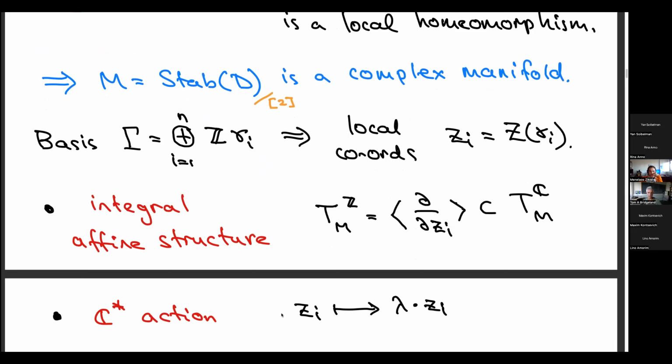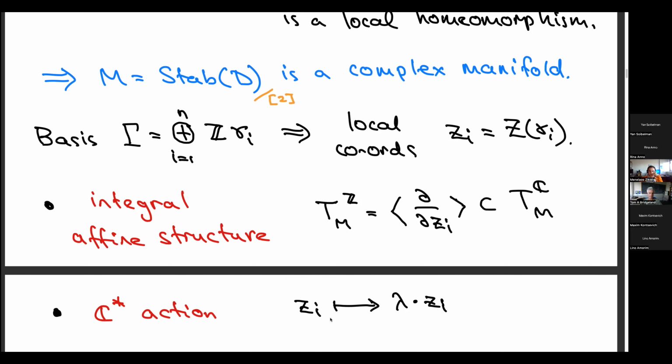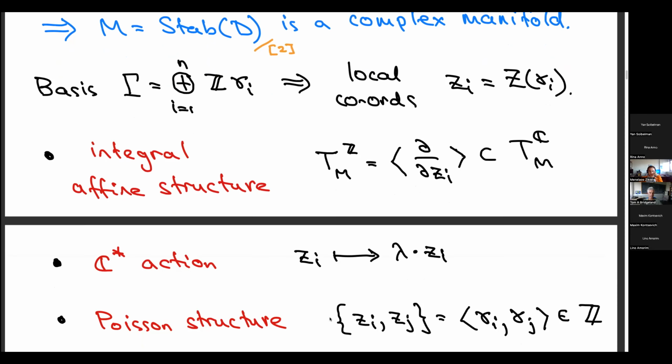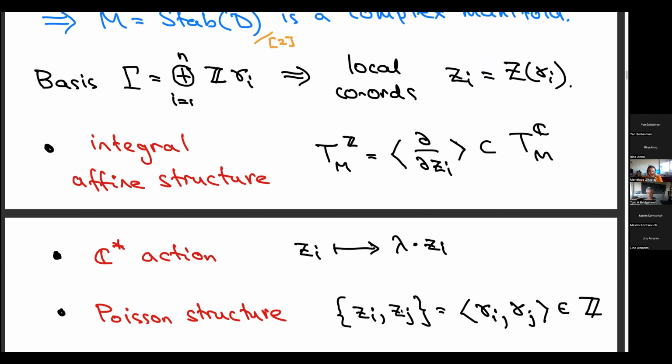There's also a C star action, which on the level of the central charges just rescales the central charge. And it doesn't change which objects are semi-stable either. It does have to change the phases. The labeling P of phi has to rotate, but this subcategory P doesn't change under this action. And finally, in the CY3 case, we have a Poisson structure, which is given by this in coordinates. It's just because you have a skew symmetric form on gamma.